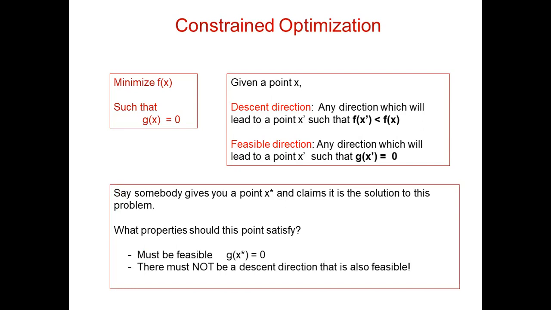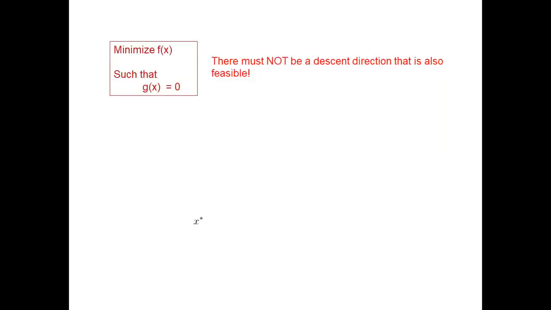So if somebody gives you a point x star and claims that it's a solution to this problem, what properties does this point have? These are called necessary conditions. So it must be that the constraint set should be satisfied, and there must not be a descent direction that's also feasible. So there must not be a descent direction which is feasible.